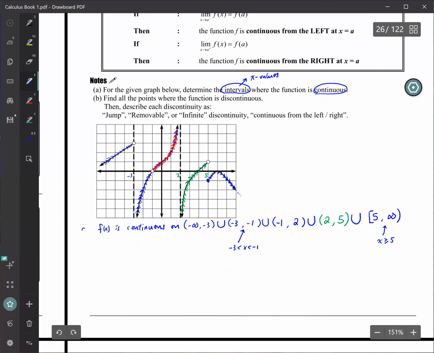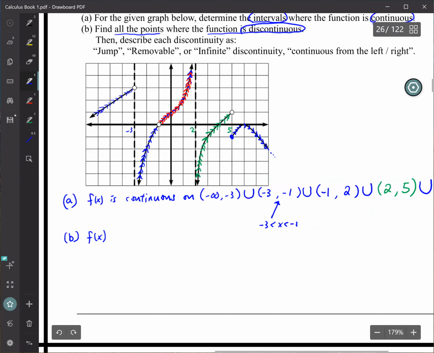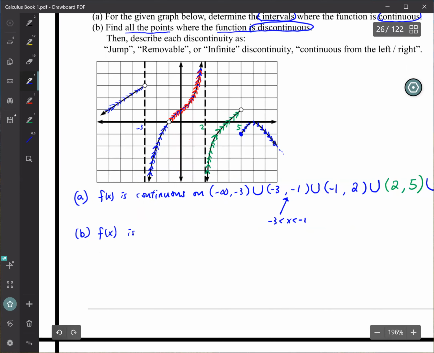Any questions? Okay, now the next part. This is for part A. Part A is to write out the intervals of the continuous parts. Part B is we are going to find all the points where the function is discontinuous. So when it says all the points, you just answer the x value of the point. So you can say f of x is discontinuous at, we have a couple of points.